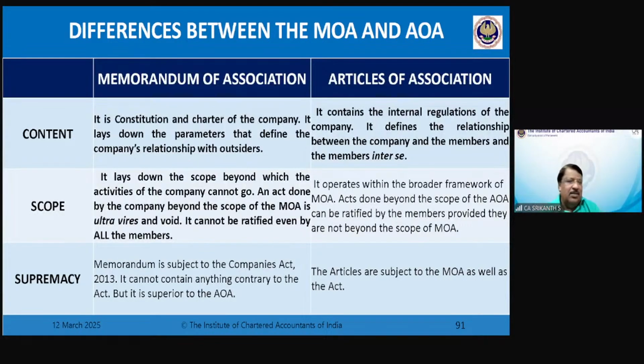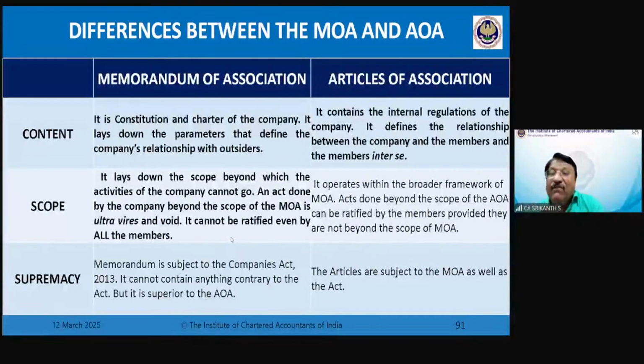I'll give a simple example. As per articles, if the company has to borrow beyond 5 crores, it has to get an approval from the shareholders. The board of directors borrowed beyond 5 crore without getting approval from shareholders. Yes, this is a violation of articles, no doubt. But if the purpose for which the borrowing was made was within the object clause, within the scope, then the members can meet and ratify.